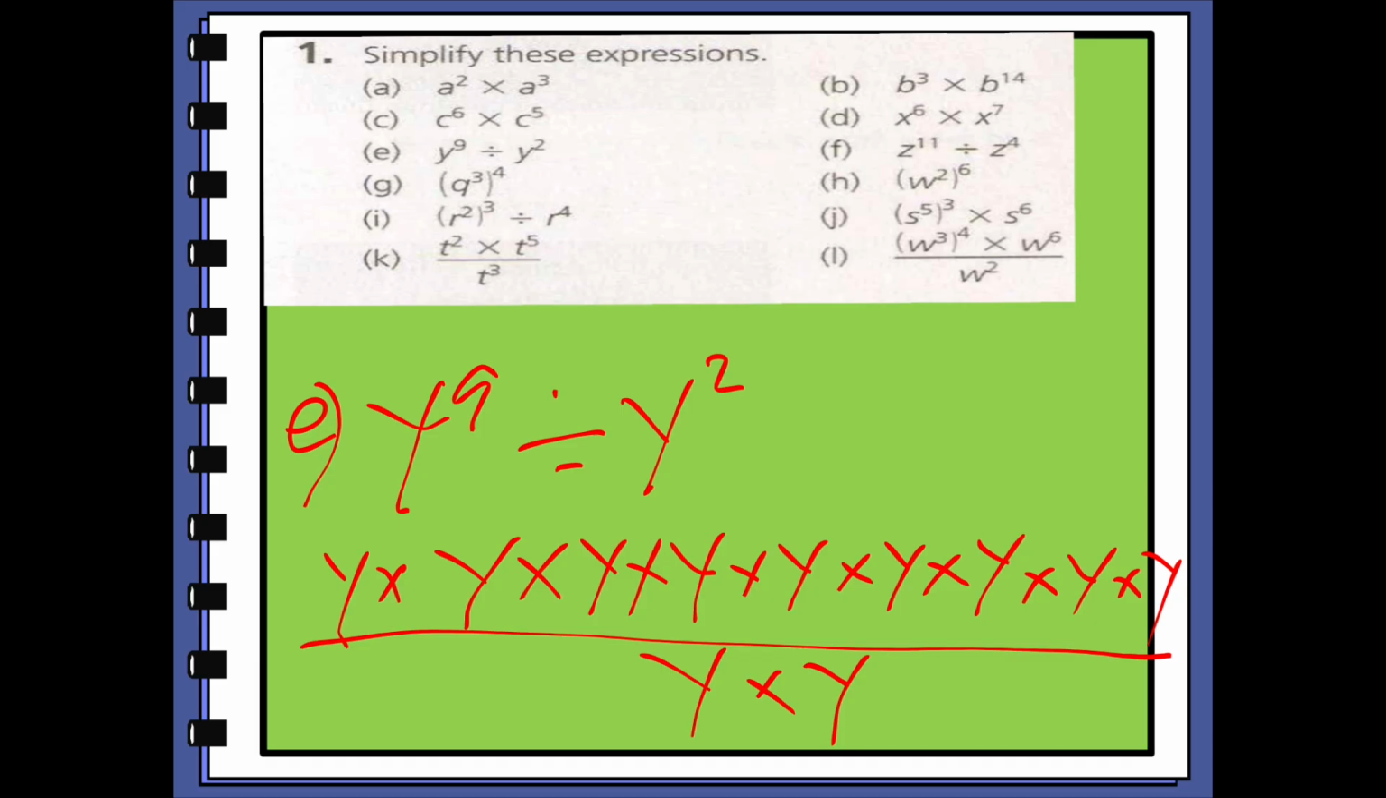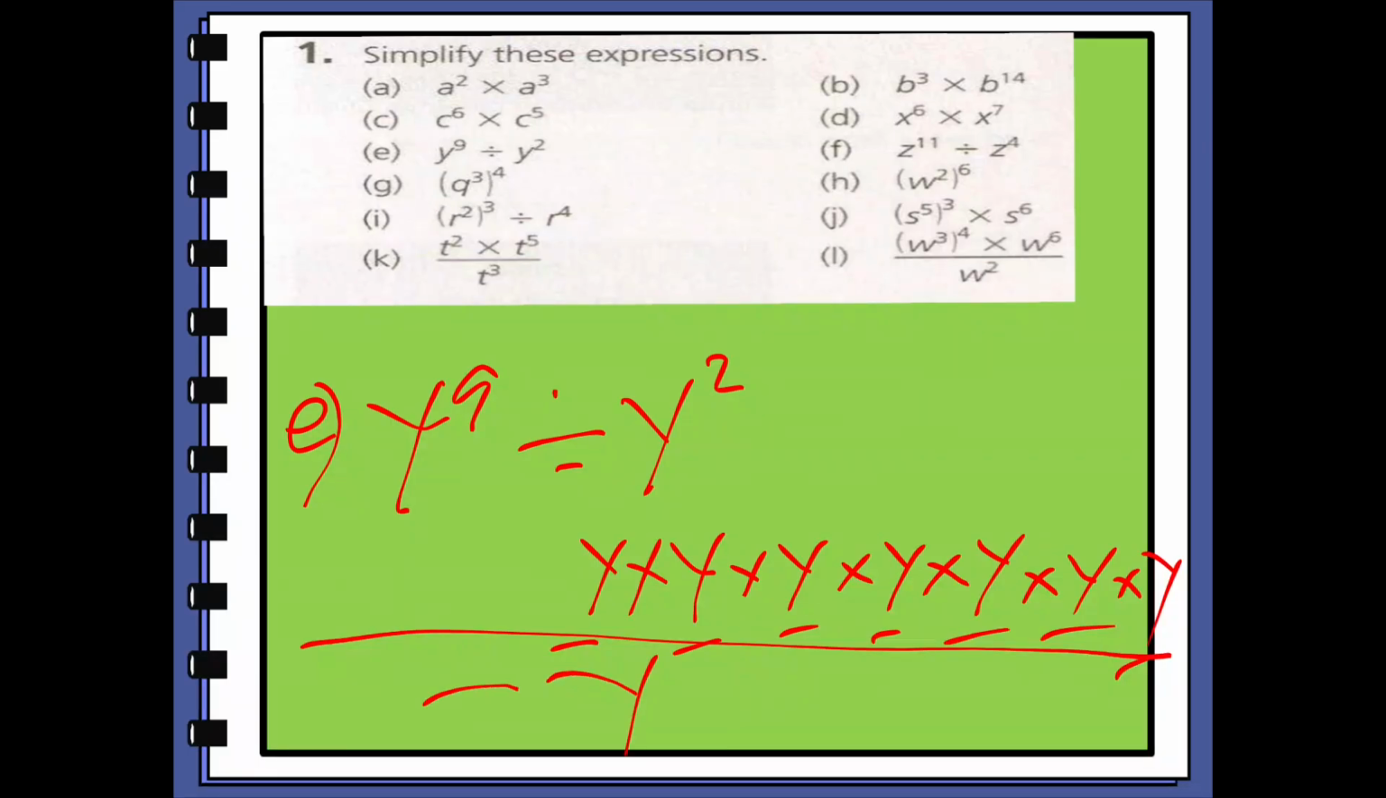So when dividing, we know that we cancel the y's. So if we cancel this y out, let me use a rubber. We cancel one y, we cancel one y together with the multiplication. Now how many y's have we remained with? This is 1, 2, 3, 4, 5, 6, 7. Okay, so we say the answer is y power 7.